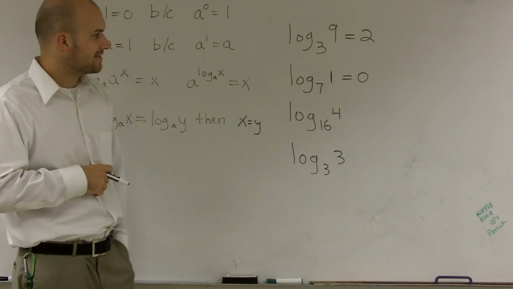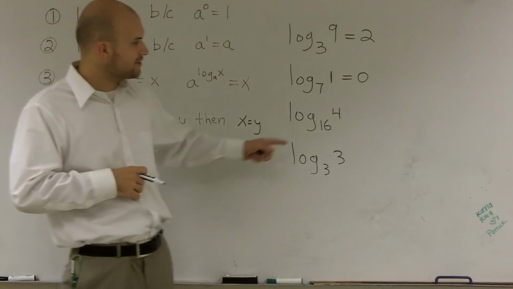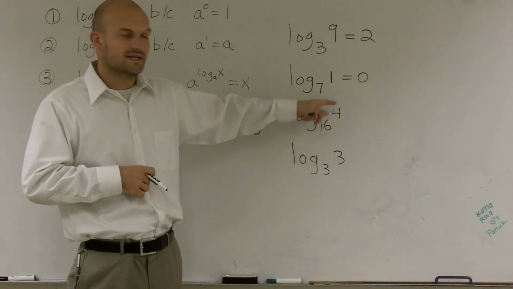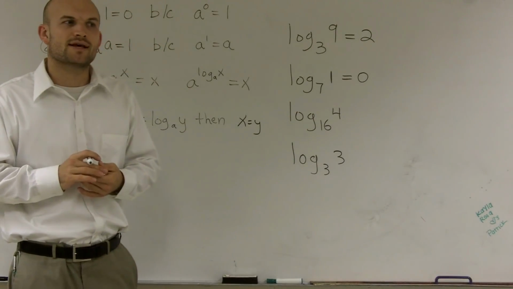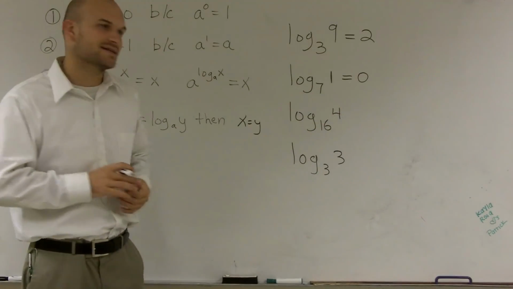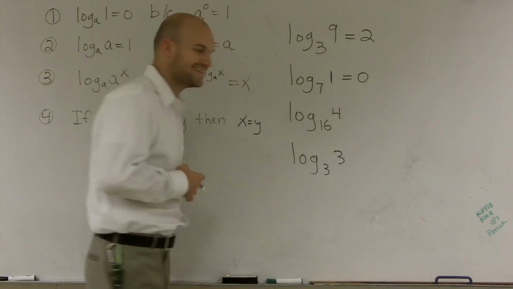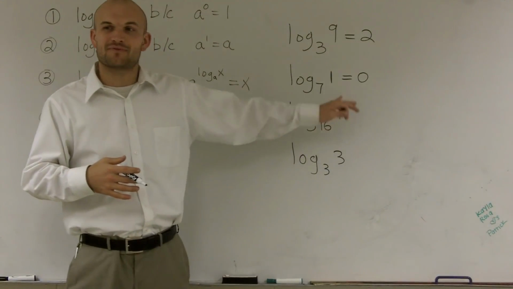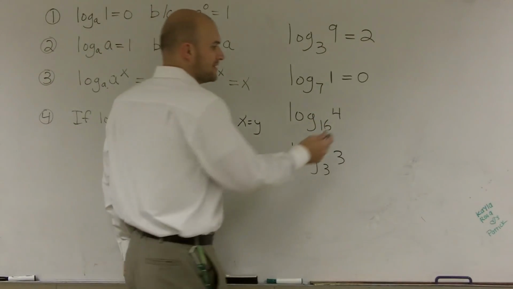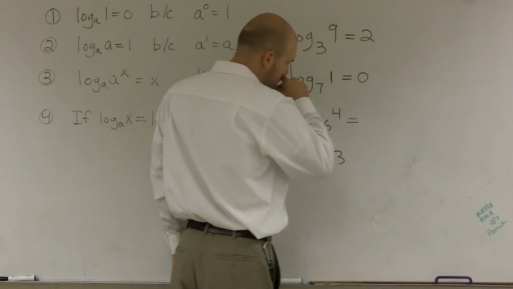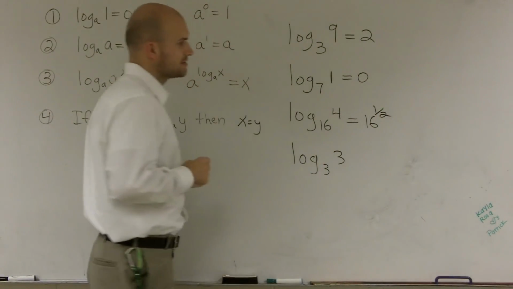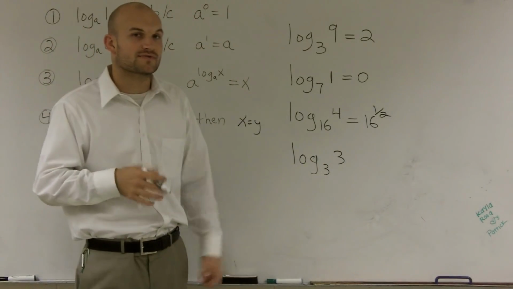A couple ways to think about this: one thing I notice is, 4 and 16, how are those related? Well, 4 is the square root of 16. How else can I write the square root of 16? Well, you could also write it as 16 to the 1/2 power. The 16 to the 1/2 power is going to be the square root of 16.